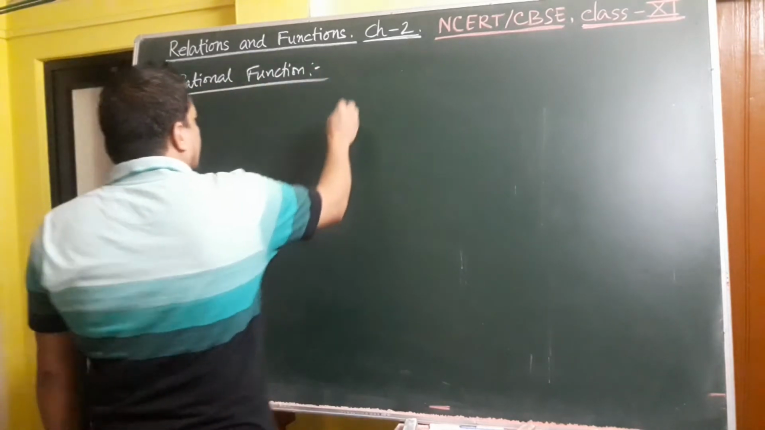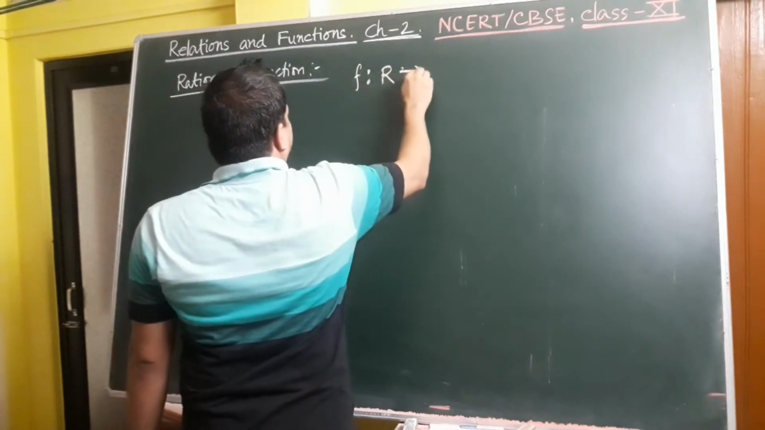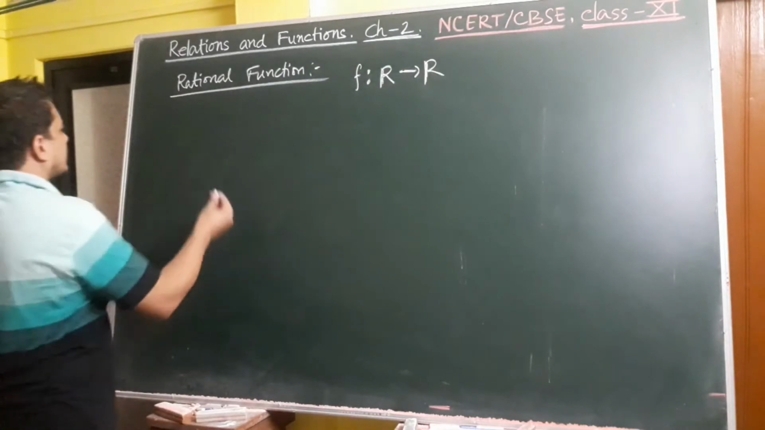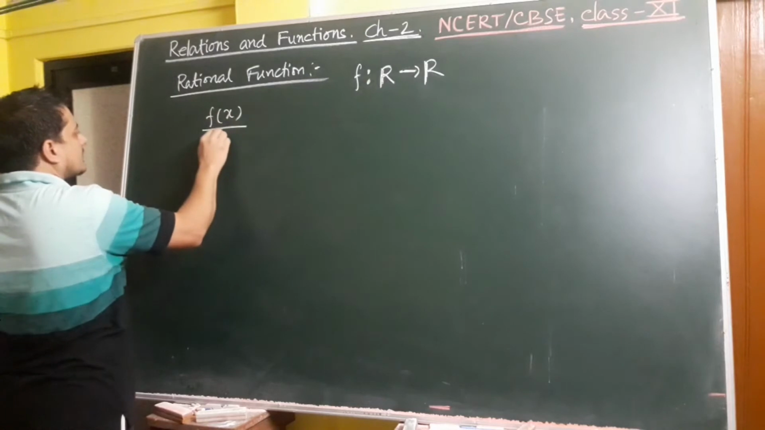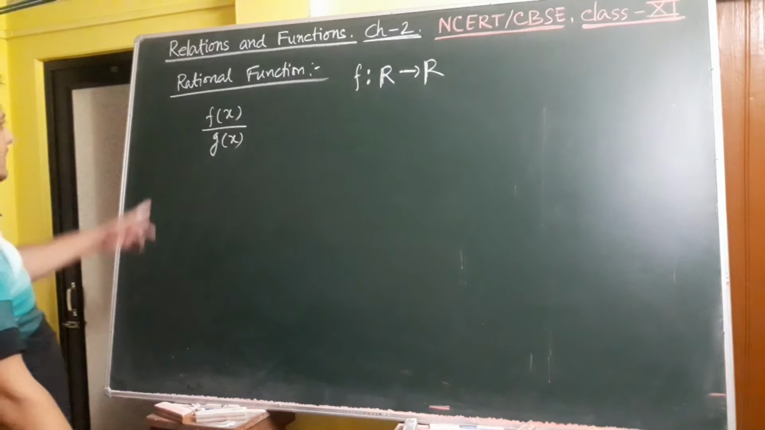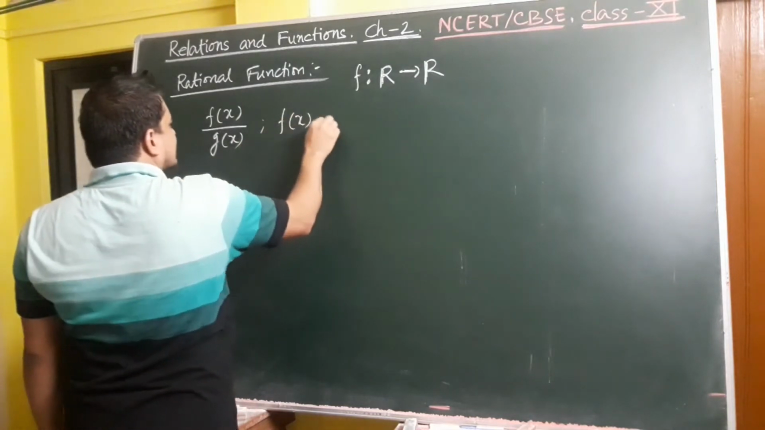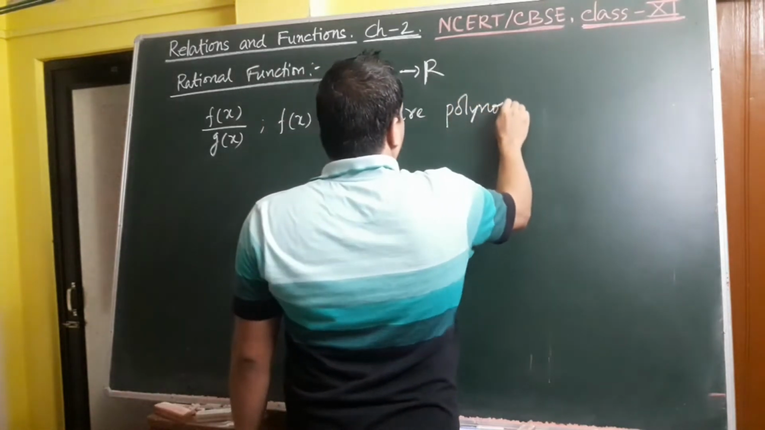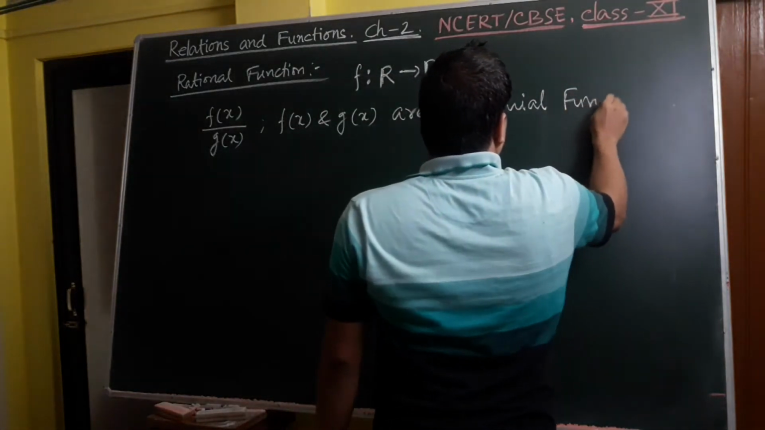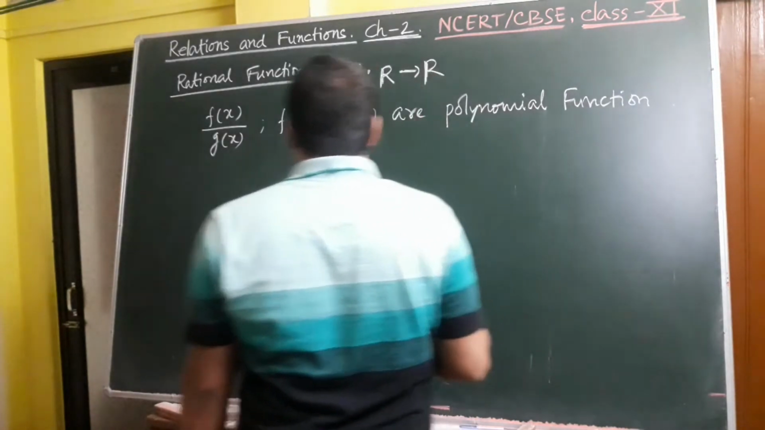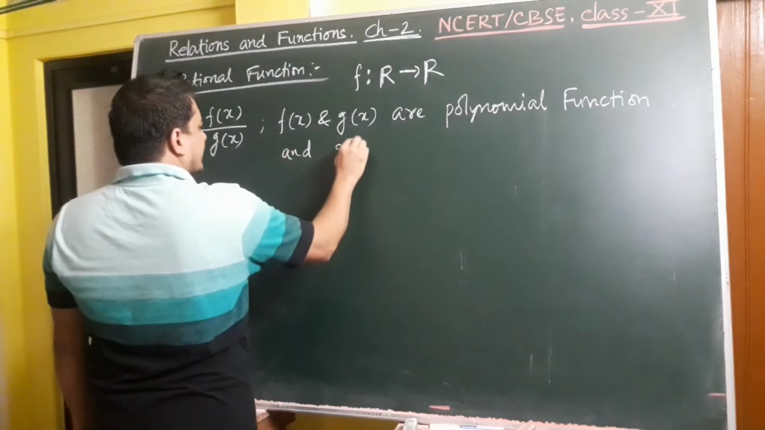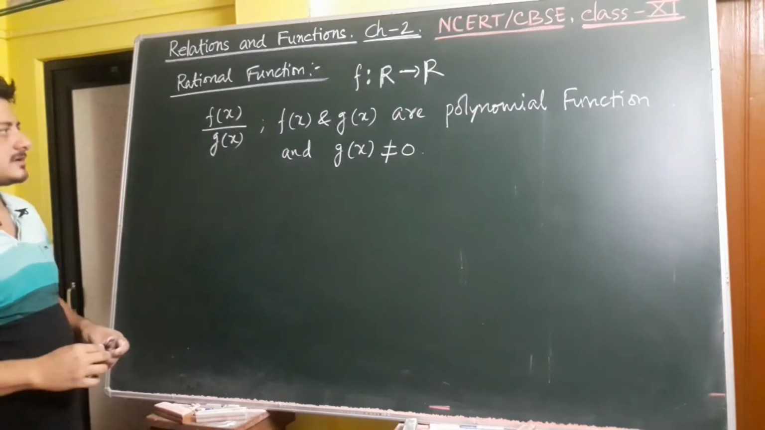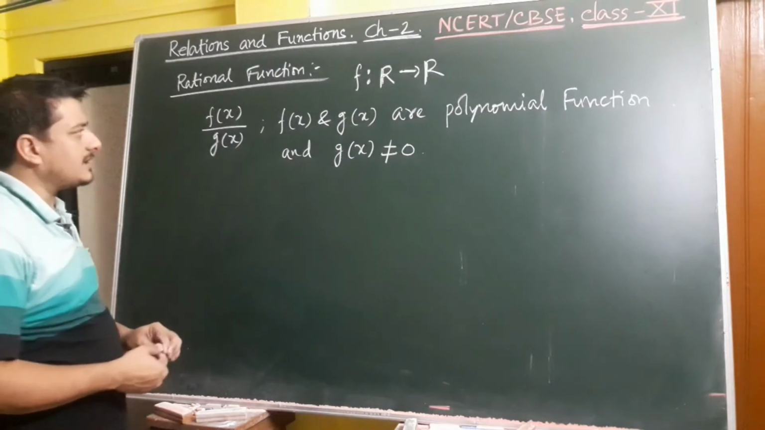Rational function. So any function f from R to R, just like before, written in the form f of x by g of x, where both f of x and g of x are polynomial functions, and g of x, the denominator, is not equals to 0, then this kind of function is called as rational function. Okay, so you just note it down.